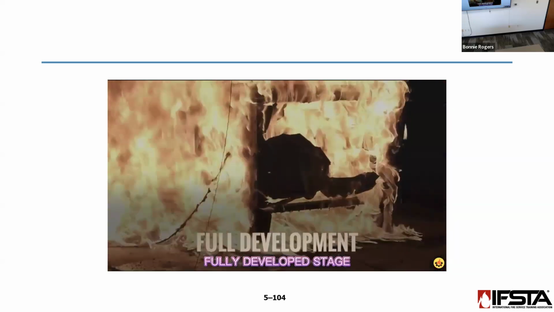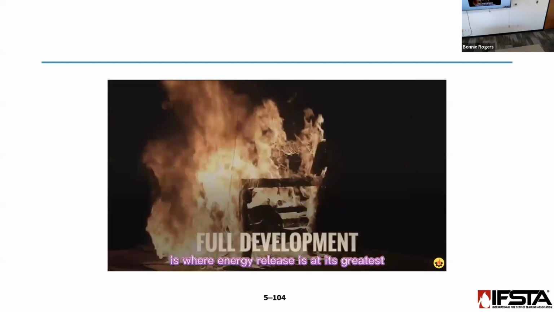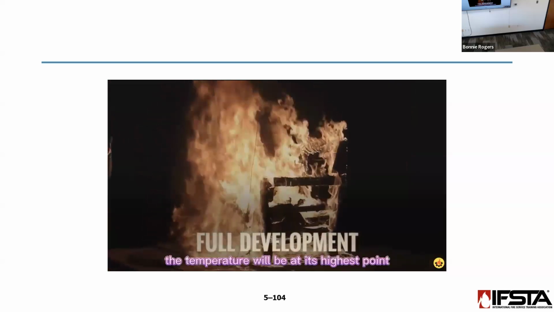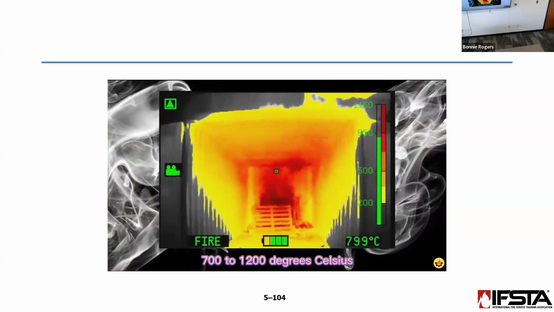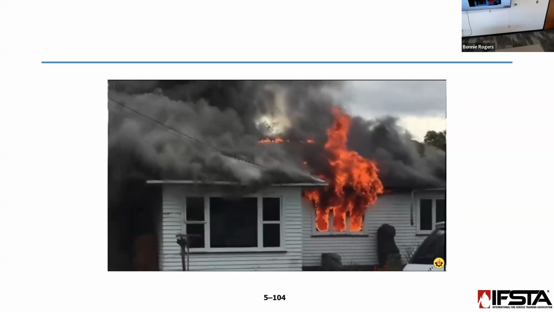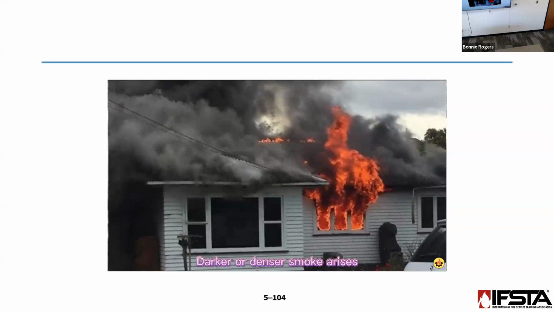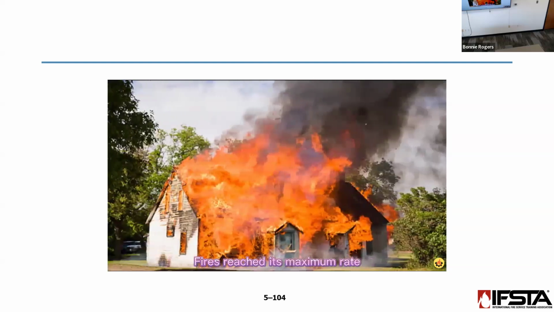Fully developed stage. This phase is where energy release is at its greatest. The temperature will be at its highest point, 700 to 1200 degrees Celsius. Darker or denser smoke arises, with substantial heat and blackened windows blazing. There will be visible exterior flames, and the flames are obscured by smoke. The fire has reached its maximum rate and all combustible materials have been ignited. This is the hottest phase of a fire and the most dangerous for anybody trapped within.